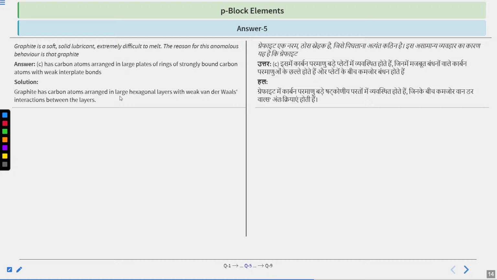It is written here also that they form large hexagonal layers with weak van der Waals forces between the layers. And you know van der Waals forces are very weak in nature, and as a result of it, it doesn't form this strong kind of structure. So this was all for today's question session. Thank you.